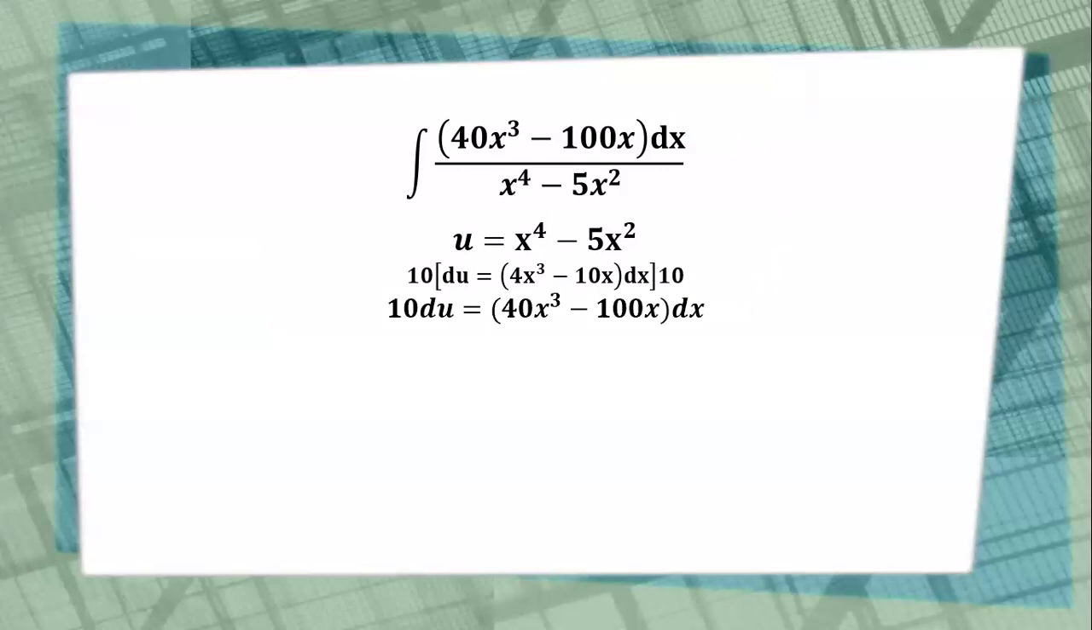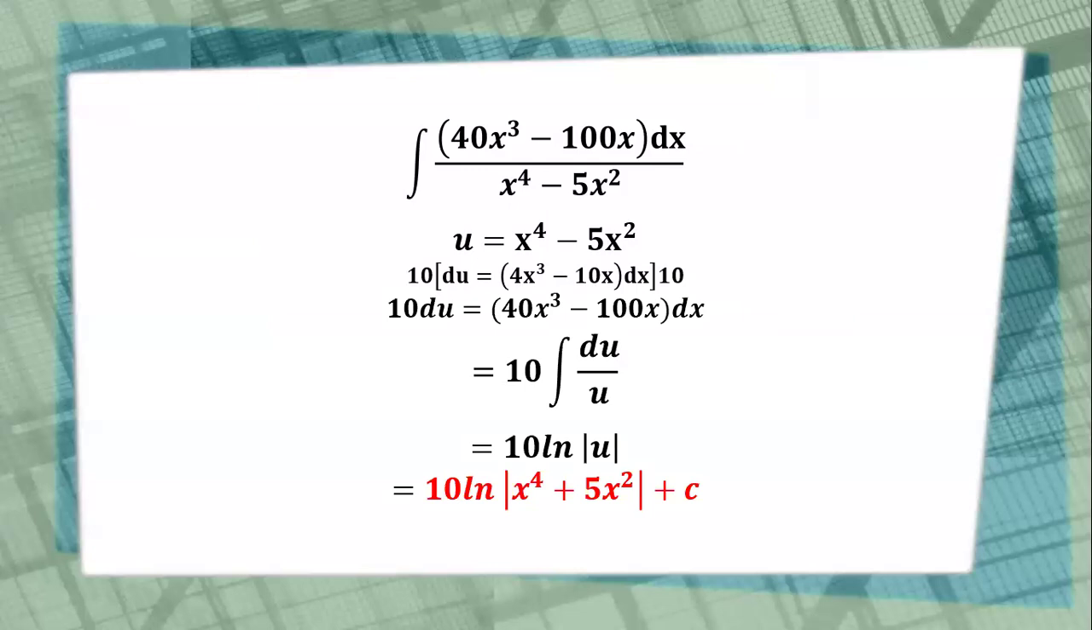So we can apply now the substitution. So we have 10 integral of du over u, and we'll have 10 ln of the absolute value of u. Substituting the u value, that is 10 ln of the absolute value of x to the fourth minus 5x squared plus c. So I hope you understand.